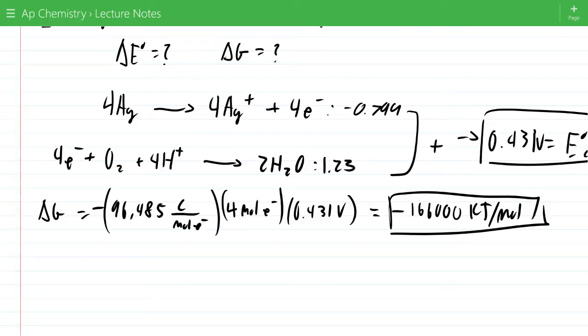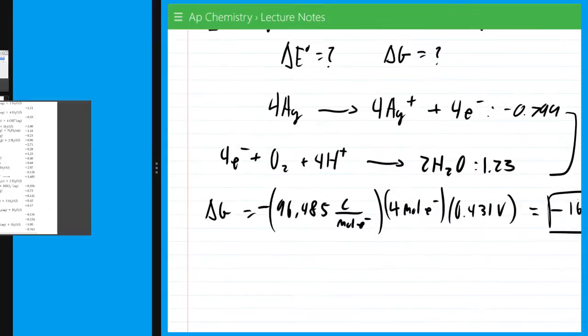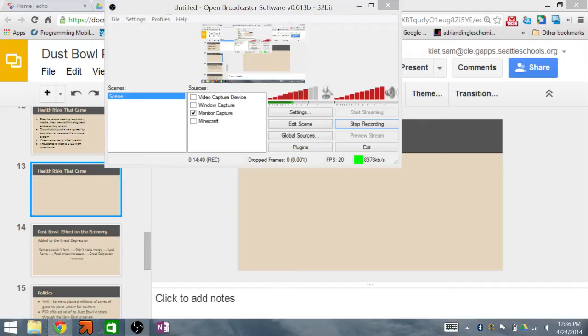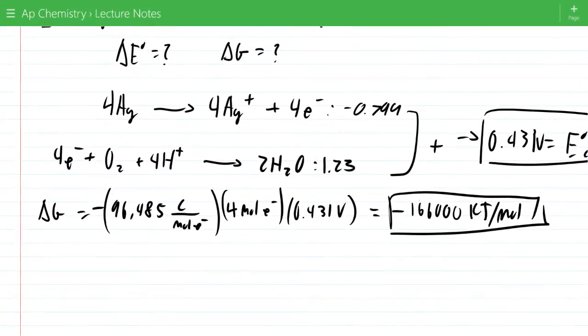Hey, Pratt, can you check this? What's your N? 4? Okay. Yes, that looks correct. Yep. Is this supposed to be a really big number? Yes, because your Faraday number is pretty big. I'm just checking. I think it might be a joule.